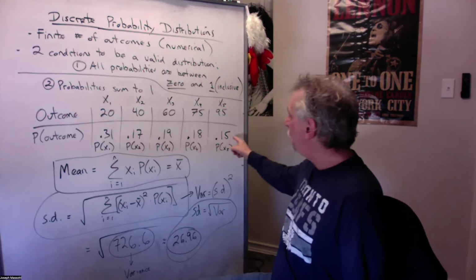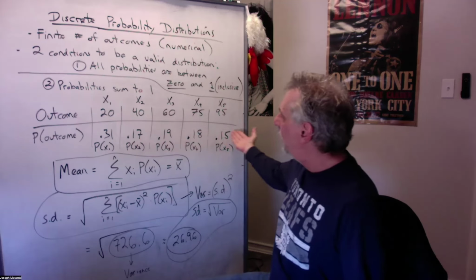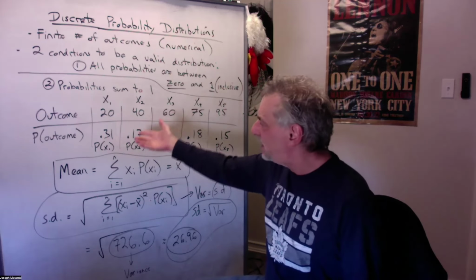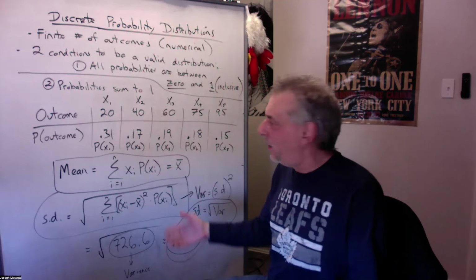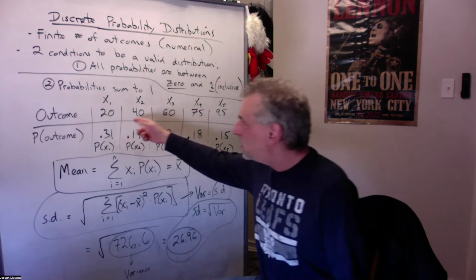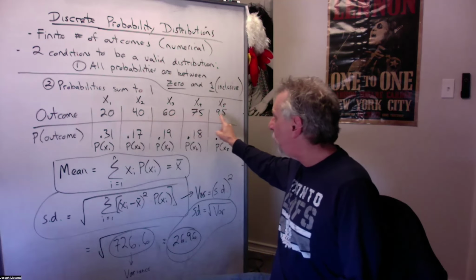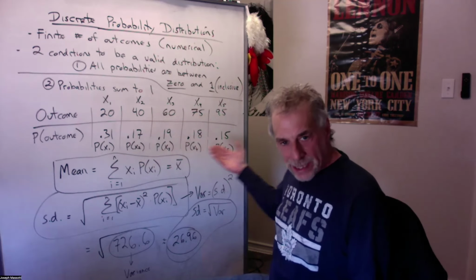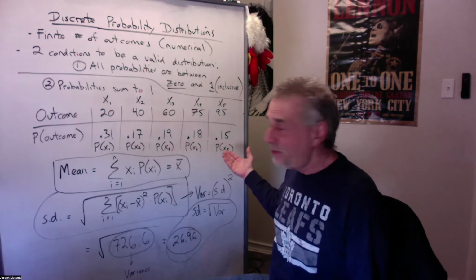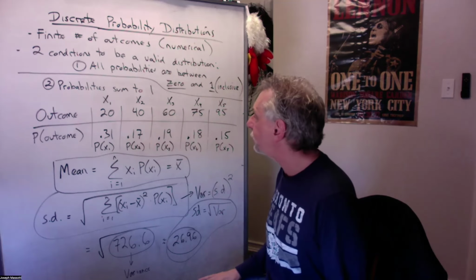And they must add up to 1 because there's only 5 possibilities. So the probability of one of these things happening has to equal 1, right? So these probabilities must equal 1. If I ask the question, what's the probability of getting a 20 or a 40 or a 60 or a 75 or a 95? You're going to add those up because they're mutually exclusive, and you're going to get 1. It has to be one of those scores.